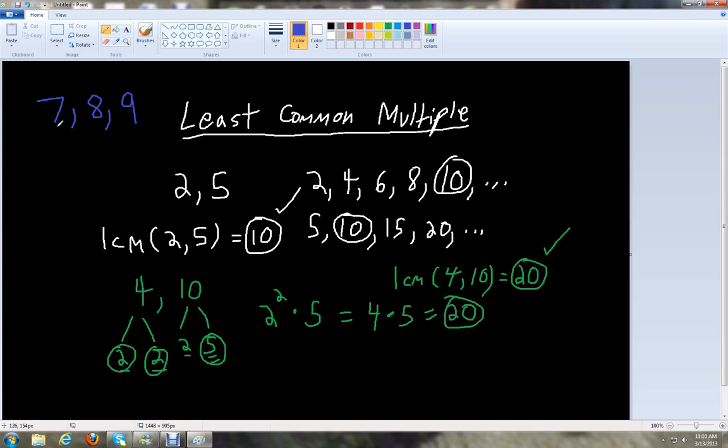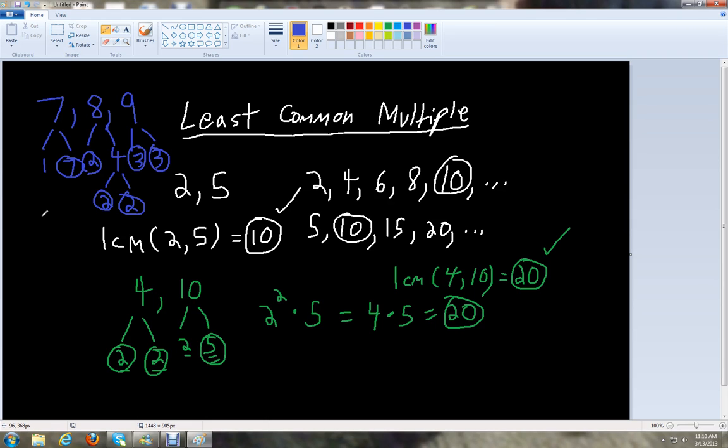Then we do our factor trees again. So 7 is 1 times 7. 8 is 2 times 4. And then 4 is 2 times 2, so we stop there. And then we know 9 is 3 times 3. So we look at each branch. We know we have a 7. We know we have 2's here, so we have 3 2's. And then from 9 we have 2 3's.